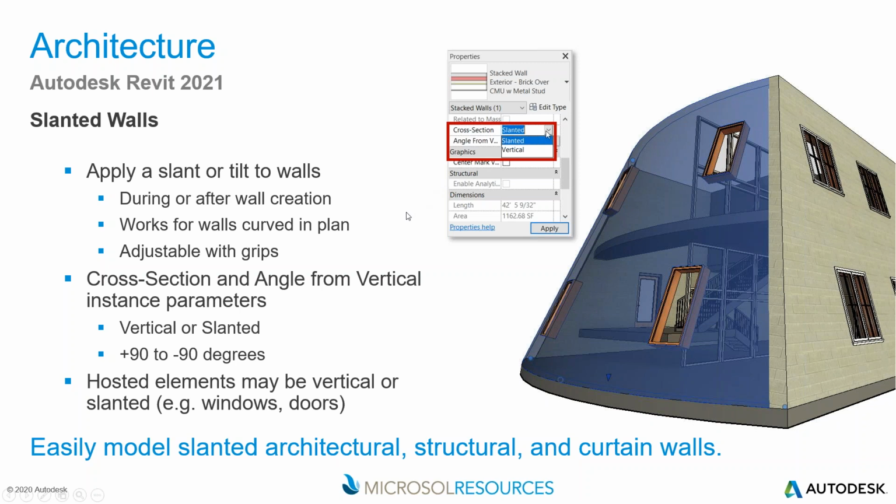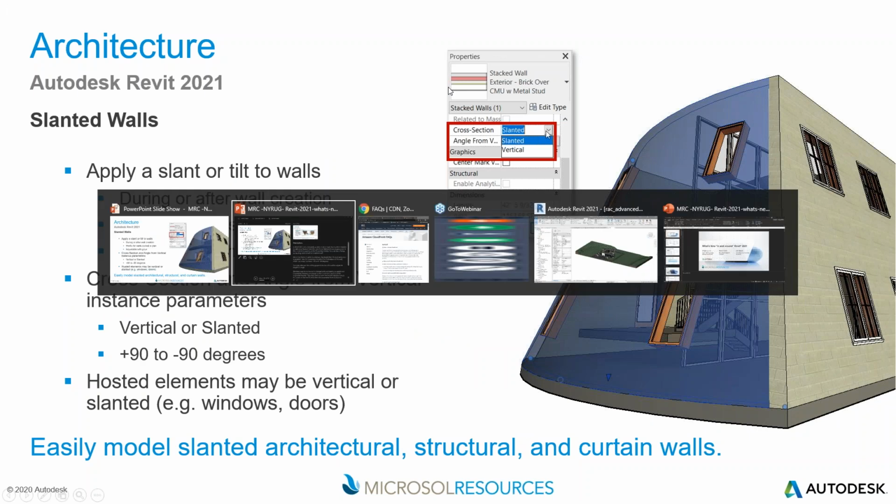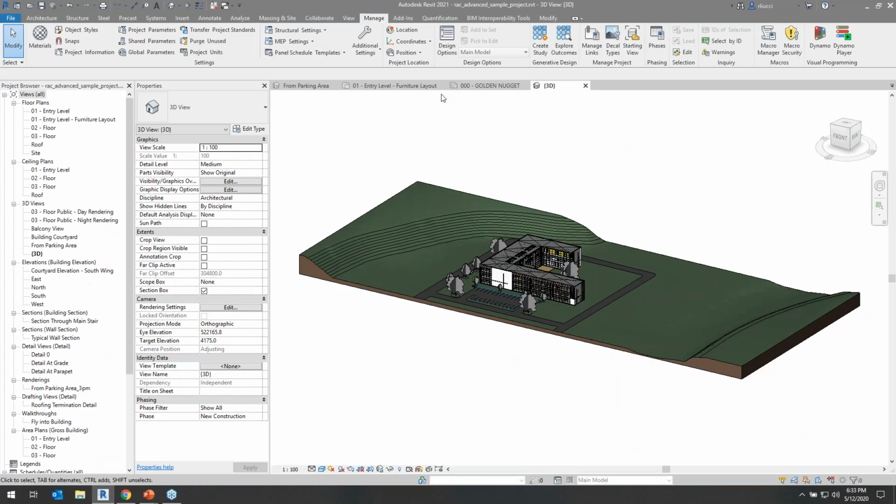So curved walls, straight walls, they can all be tilted, go from slanted to vertical. What's nice is even the host will do it too. So your doors or windows can be slanted because you gotta have that. So let's fire up. Let's go into Revit. That's not Revit. Let's go into Revit.